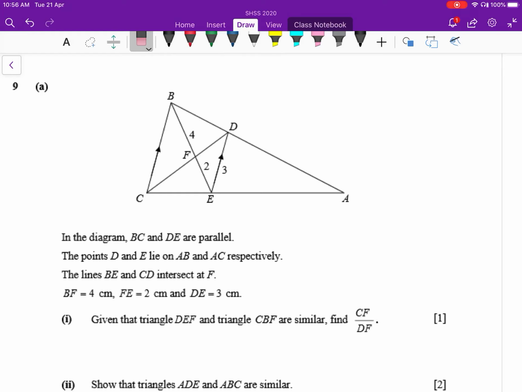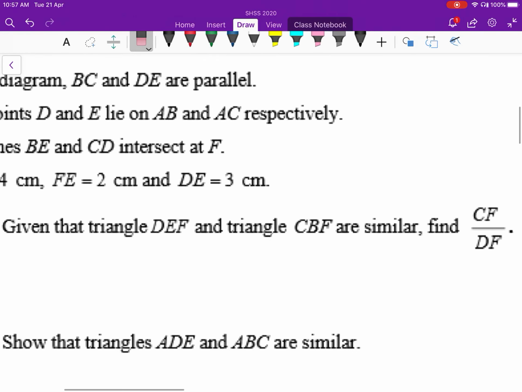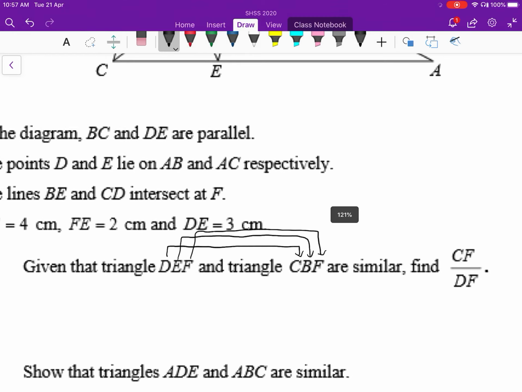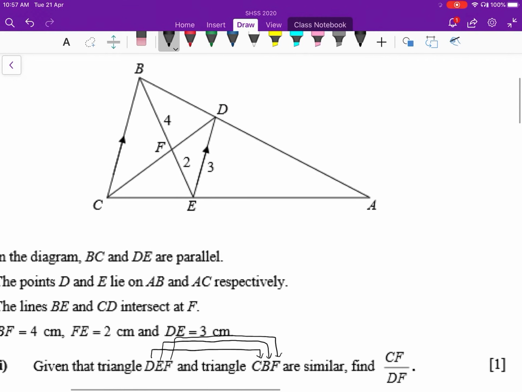The lines BE and CD intersect at F. BF is 4, FE is 2, DE is 3. Given that triangles DEF and CBF are similar, let's take a look at these two triangles. We all know that these letters are arranged in order, which means D will correspond to C, E will correspond to B, and F will correspond to F. So let's identify the correct sides.